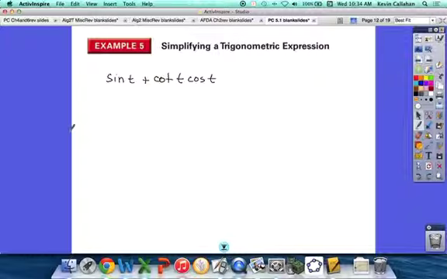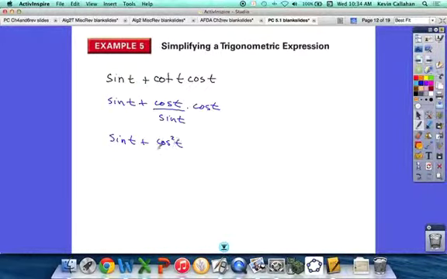Okay. So here, and this is a kind of a common thing that you end up doing sometimes, is break it down into sines and cosines. Right? This is already a sine, that's already a cosine. The cotangent is, by the first identities, what's the cotangent in terms of sines and cosines? It's cosine over sine, so substitute. Sine t plus cosine t over sine t times cosine of t, which is sine t plus cosine squared t over sine t.